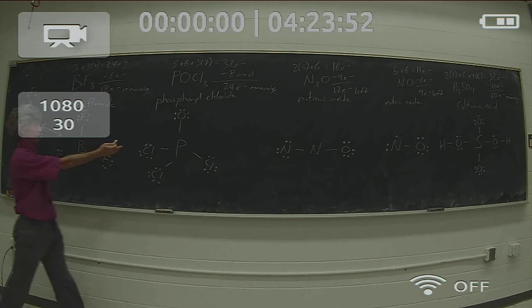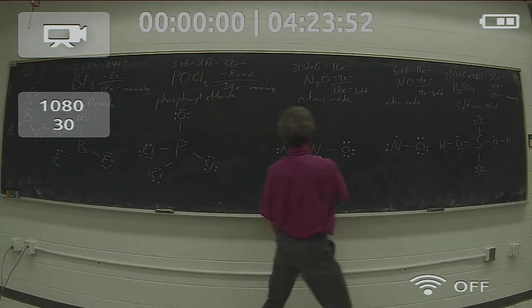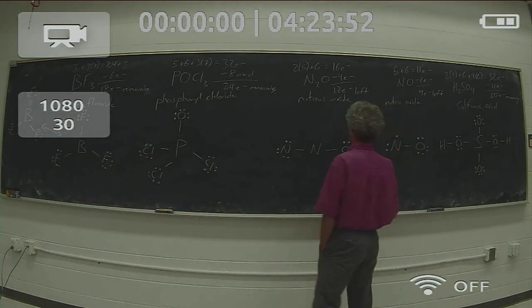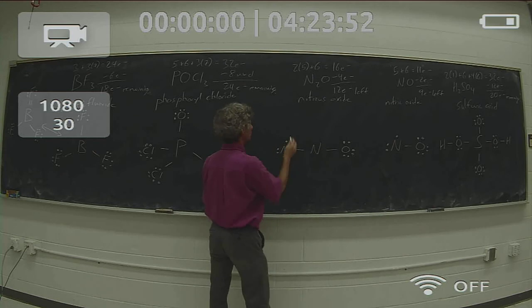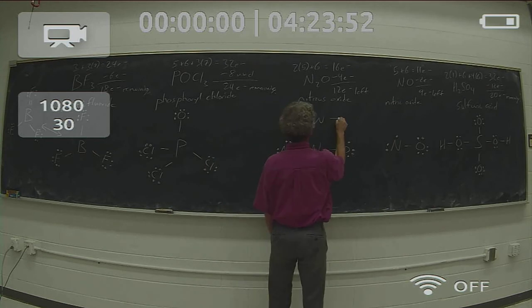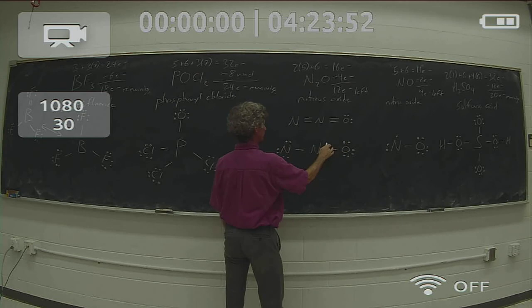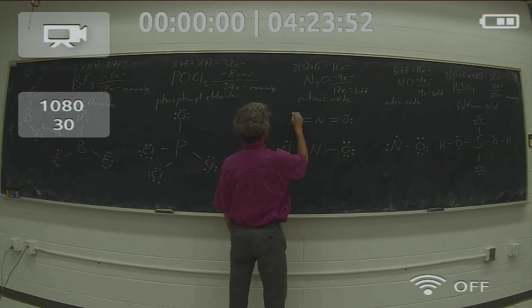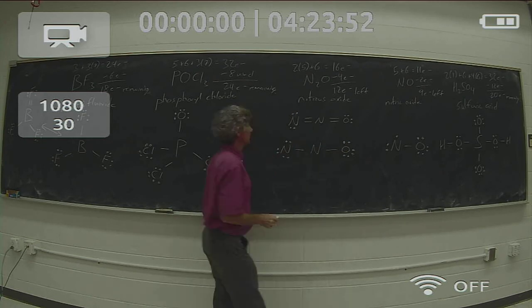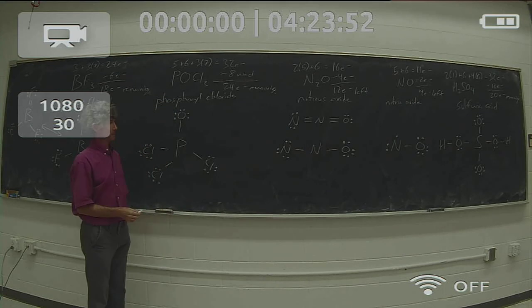Phosphorus has a filled octet, it's happy. Nitrogen does not have a filled octet. We're going to need to form multiple bonds. We could form a double bond on each side by taking 1 pair of electrons from the oxygen and 1 pair of electrons from the other nitrogen. Form a structure that looks like that.